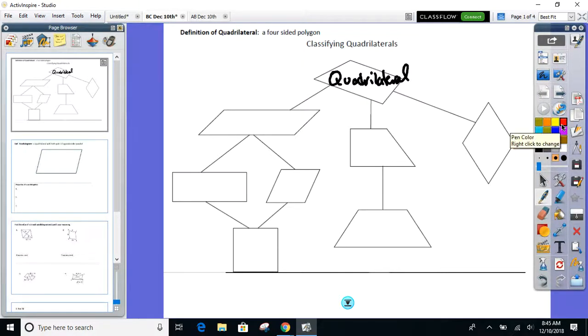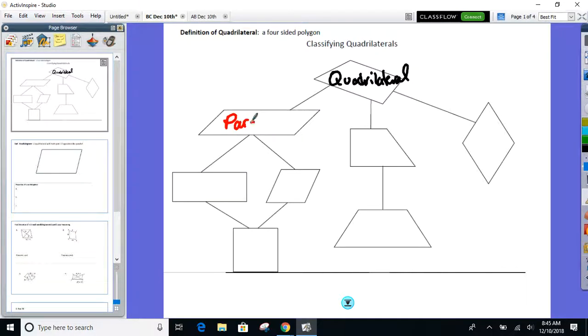First family over here to your left, this first family of four different figures, that's the parallelogram family. And it is led by himself, Papa Parallelogram. He has three kids.